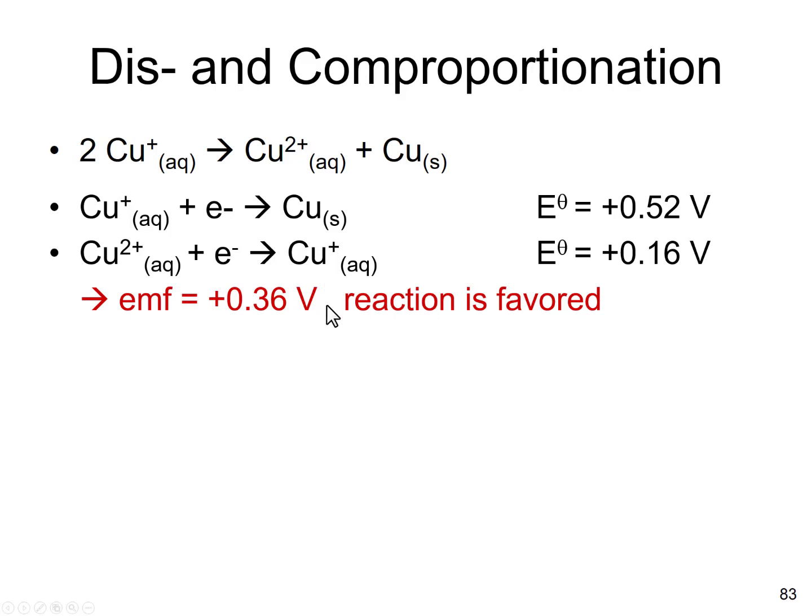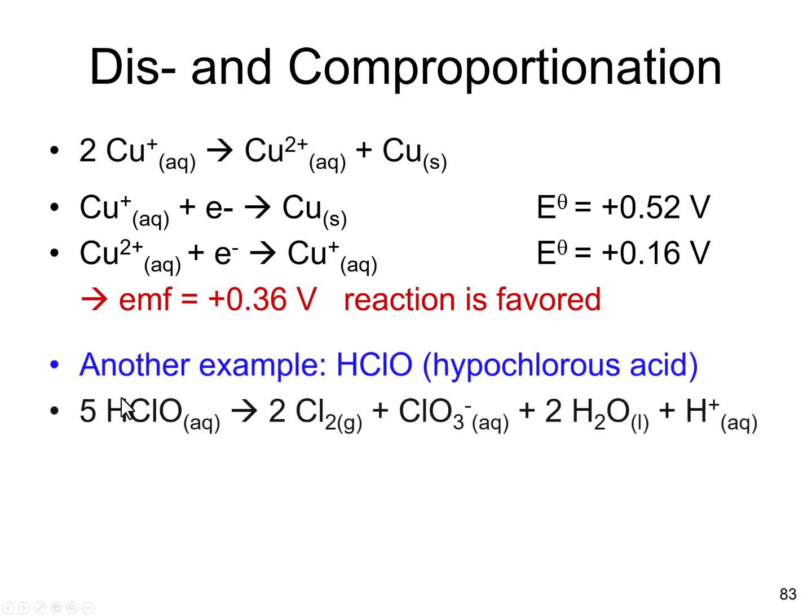Having a positive value means that this reaction is actually favorable. And so indeed, if you have copper 1+ ions present, they would disproportionate to copper 2+ and copper 0. So this particular reaction again is called a disproportionation. Another example of a disproportionation is the hypochlorous acid. Here we have an example.